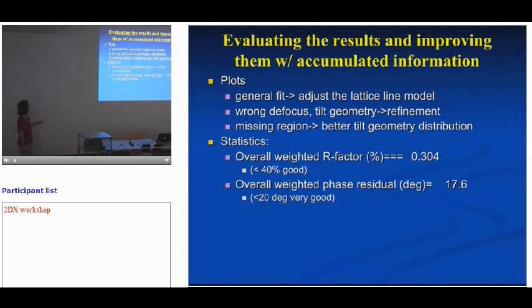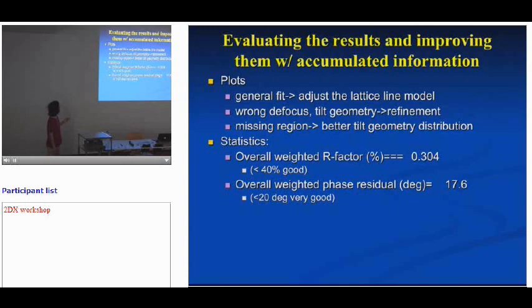So the result of what you will get, and what you should start to examine, is the general fit of your lattice line to your data. If it's not right, you should start to adjust the model. In other words, you should adjust your envelope function. Second, do you have values that are jumping, totally off from what the rest of the data scatter? You may need to refine your defocus and tilt geometry. I have two examples to show you what that would do.